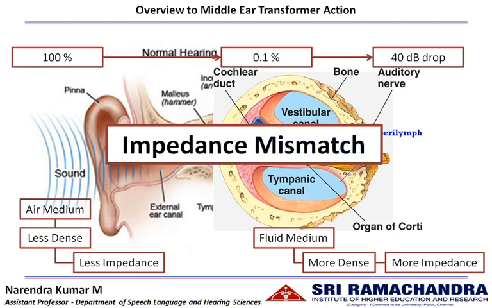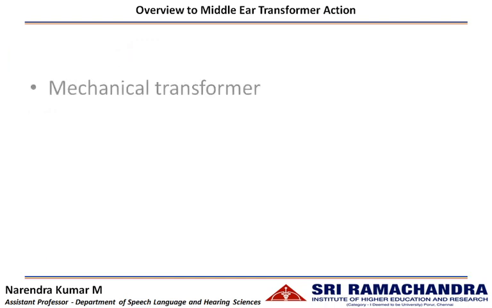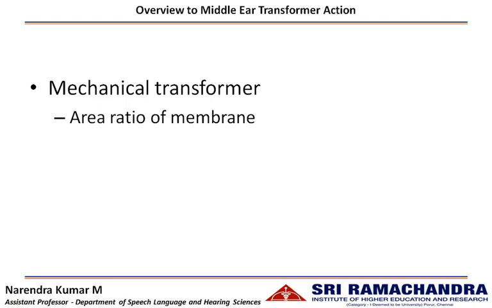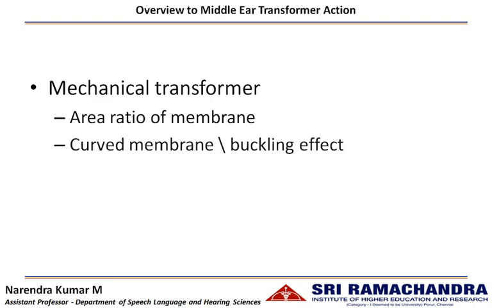The middle ear helps to overcome this impedance mismatch through a mechanical transformer action. This mechanical transformer action of the middle ear is brought about by the area ratio of the membranes in the middle ear, the curved membrane or buckling effect of the tympanic membrane, and the lever action of the ossicles.